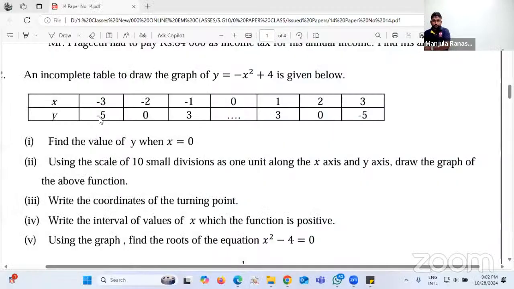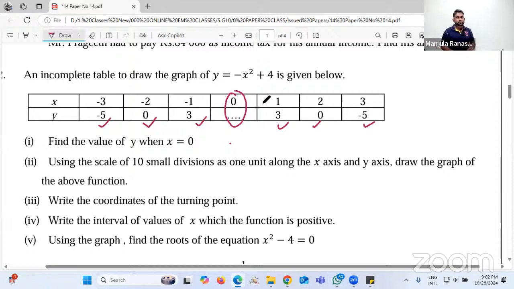Right. Here you can see: find the value of y when x equals 0. You can see the symmetry of the table, but some coordinates cannot be found using the symmetry. They are normally asking for the coordinates that cannot be found using the symmetry, right? So substitute into the equation to find the y value when x equals 0.